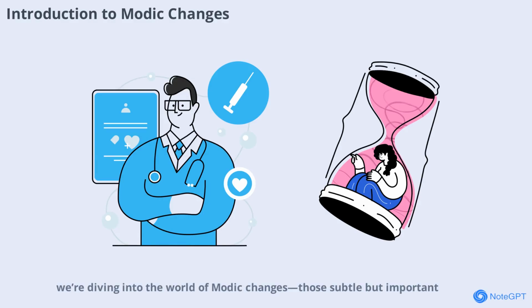Welcome. Today we're diving into the world of Modic changes, those subtle but important alterations in the vertebral end plates that show up on MRI scans. These changes are often found in people with low back pain, but what do they really mean? In this video, we'll explore the types of Modic changes, their prevalence, and how they relate to other spinal conditions.